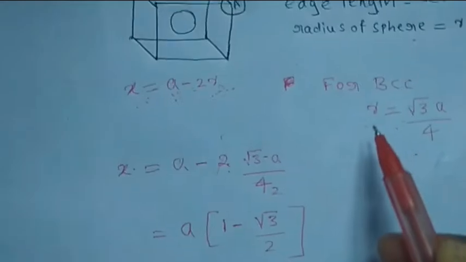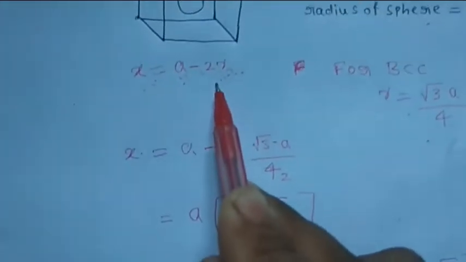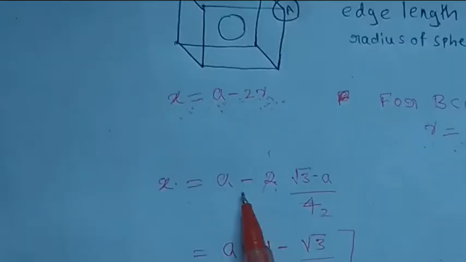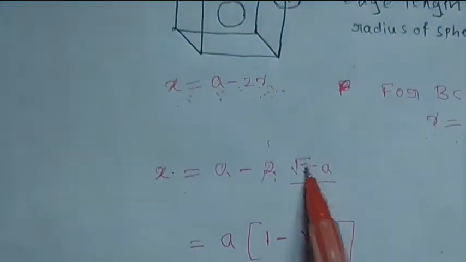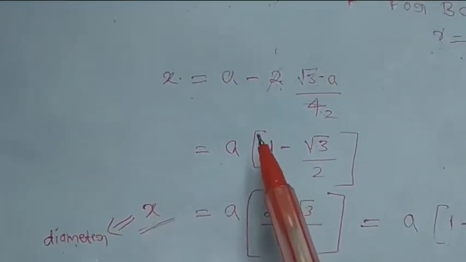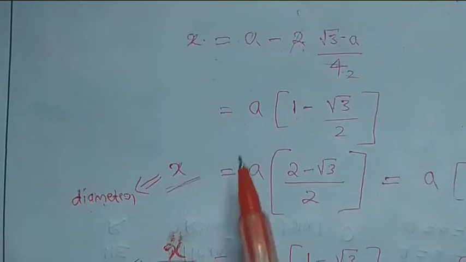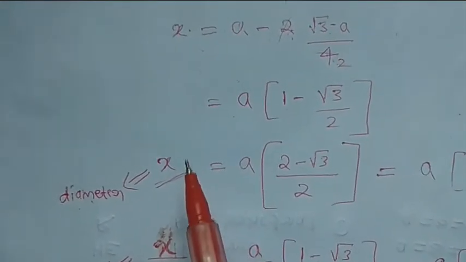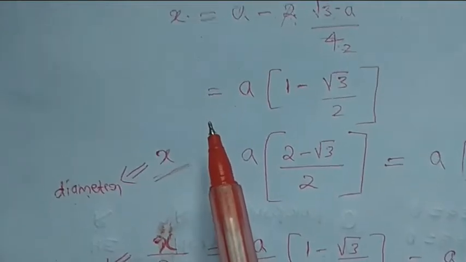Here substitute R value in this equation. X is equal to A minus 2R. R is root 3A by 4. And then we do calculation. We get x value. In the question they are asking to calculate the radius.